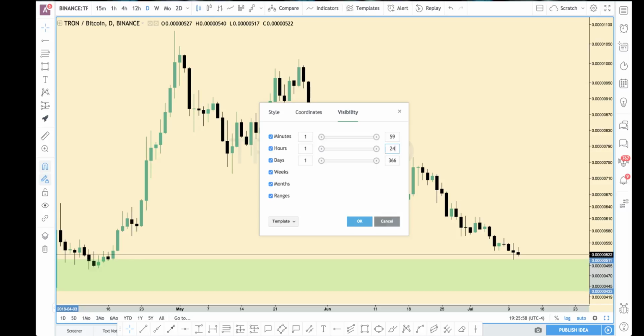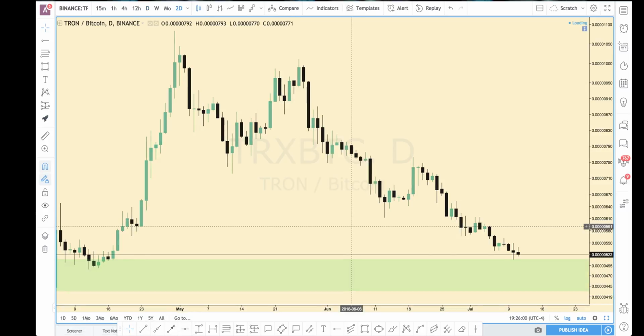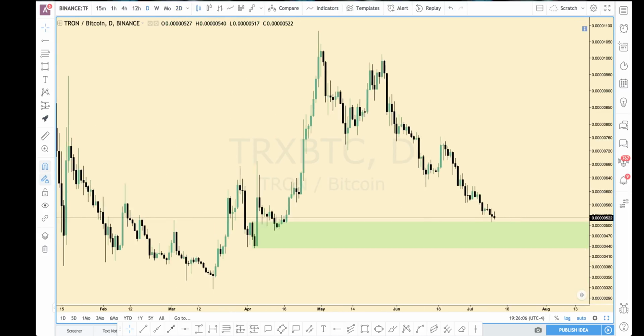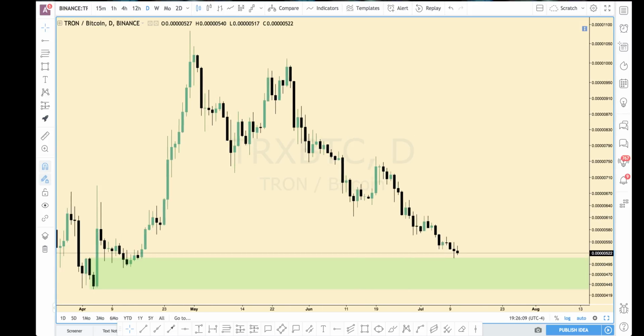If you zoom out to the 2 day, you can be like, this is a 2 day order block. And now look, you have your one candle. All that doesn't matter. If it's one candle, two candles, you can fit whatever time frame you want.